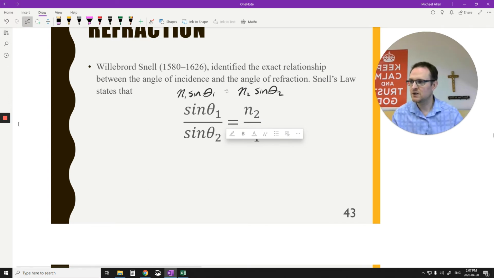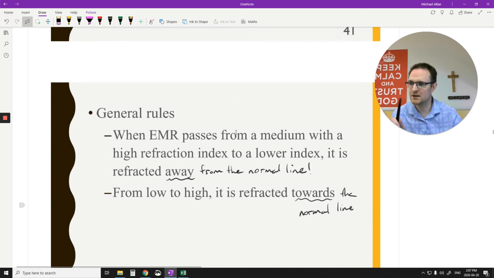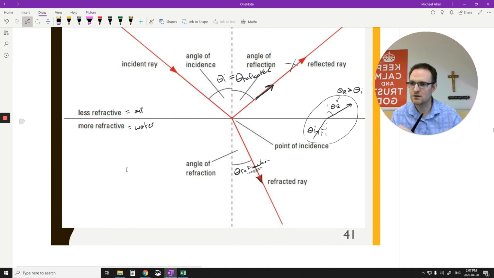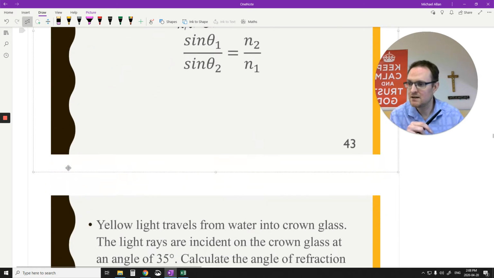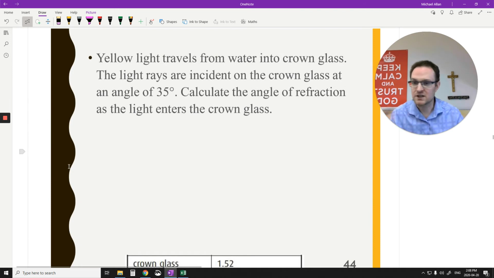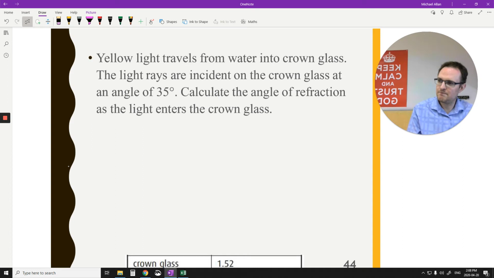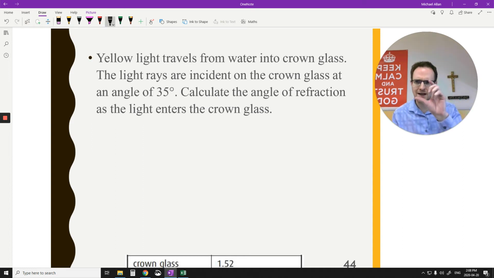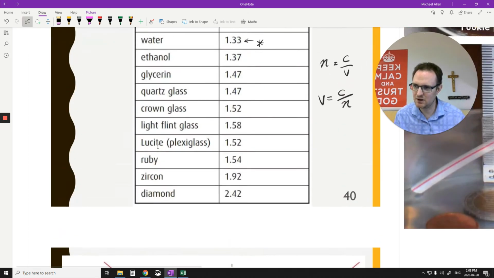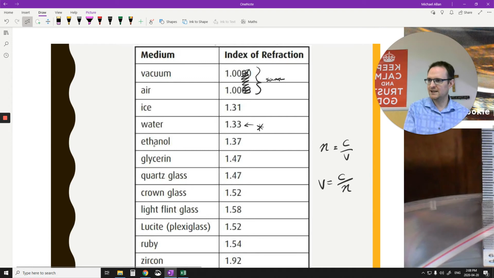Now again, we draw 1 and 2 here, but you notice up here I used i's and r's. So i's and r's are very similar. You could just replace all i's with the 1 and all r's with the 2, or vice versa. It's up to you how you decide to do that. It's also just easier if you draw a picture. So imagine you have yellow light, and you notice that I always talk about what kind of light it is, because different lights have different indexes of refraction. So this whole table here is all for yellow light.